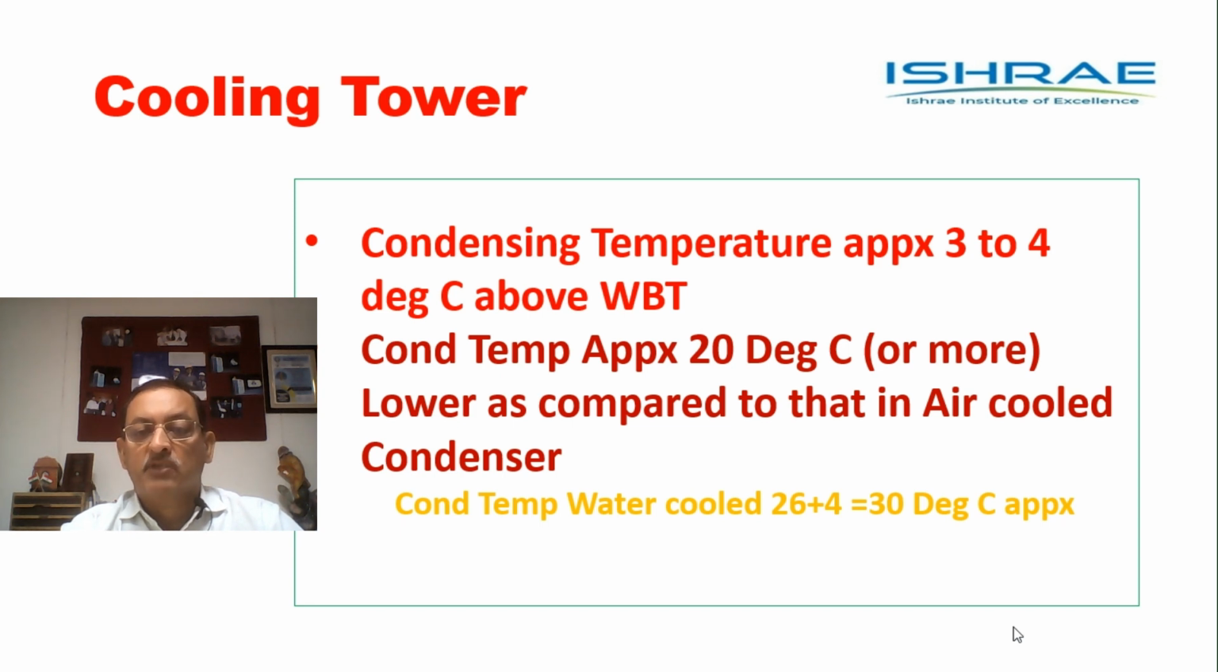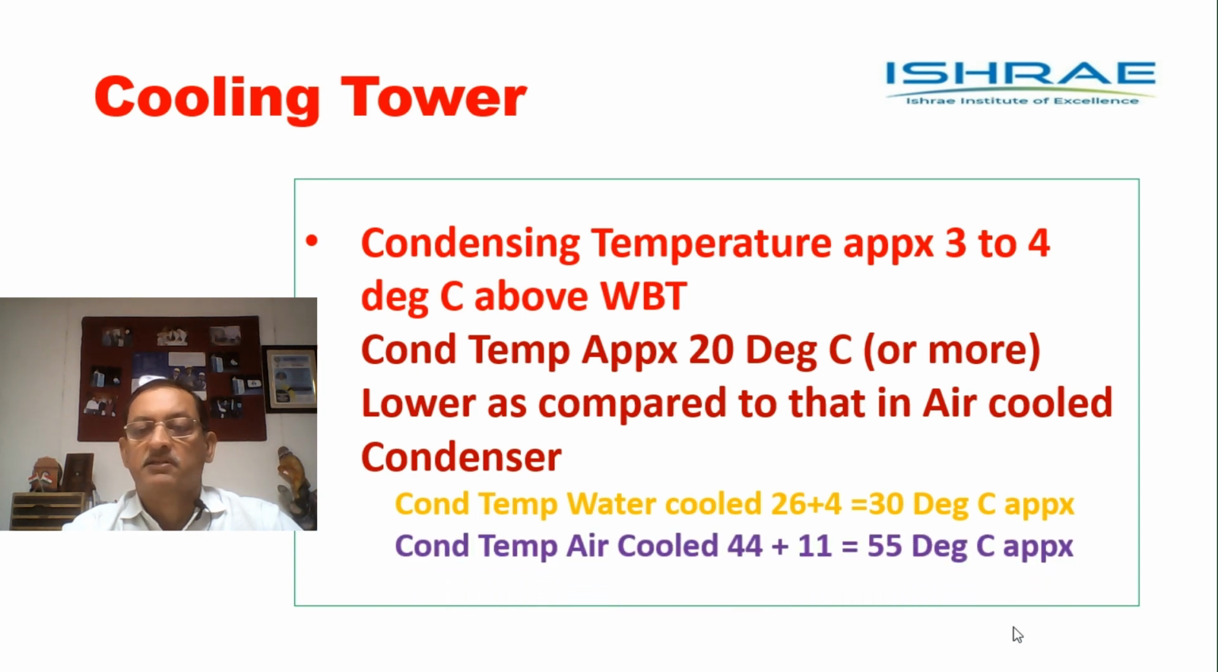Let's see what it will be. Condensing temperature in water cooled condenser. The typical wet bulb temperature in Delhi will be around 26 degrees centigrade, and 4 degrees centigrade above that will be around 30 degrees centigrade. So the condensing temperature will be approximately 30 degrees centigrade, whereas when we have air cooled condenser, the condensing temperature is 55 degrees centigrade. These are approximate temperatures. However, this shows that at such a high condensing temperature with air cooled condenser, the COP, the coefficient of performance of the chiller plant, will be much lower.